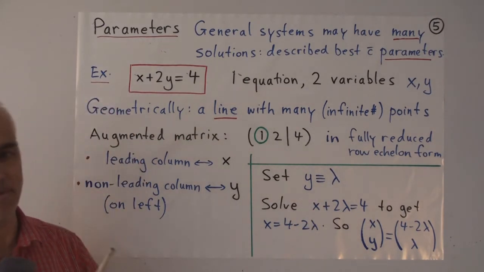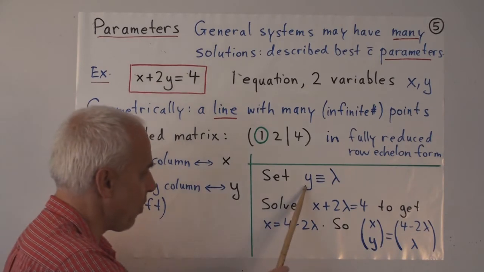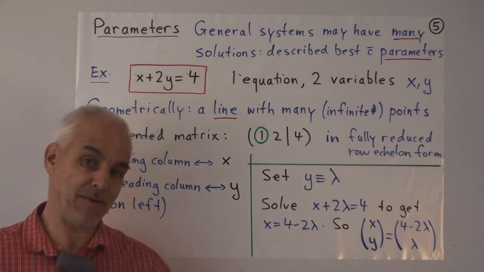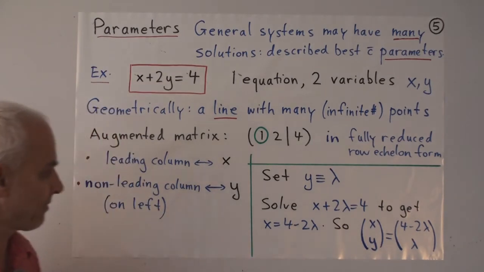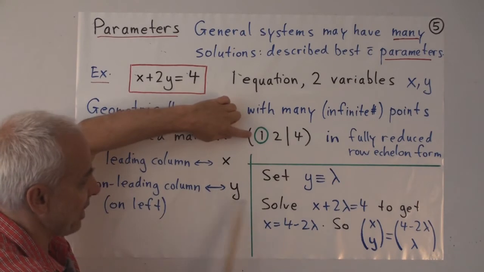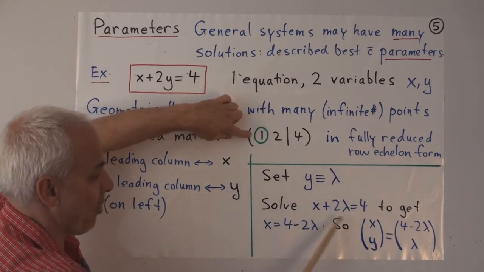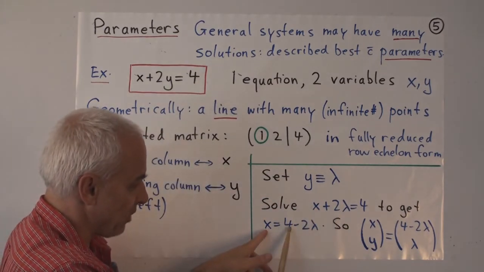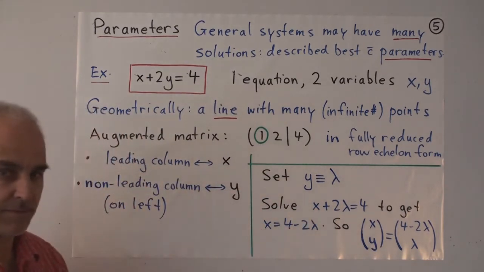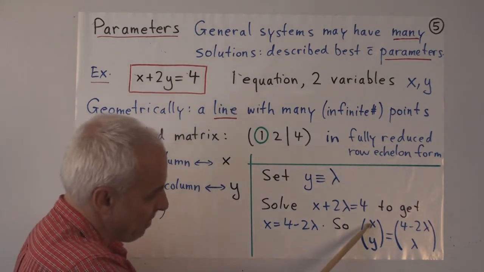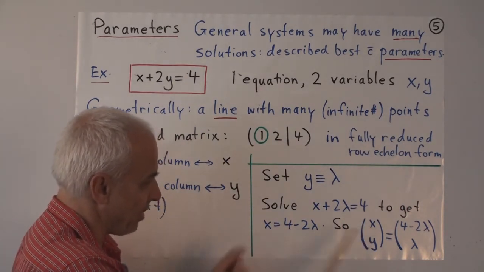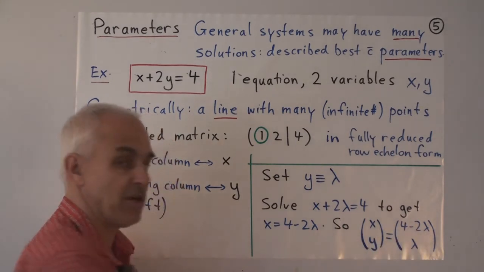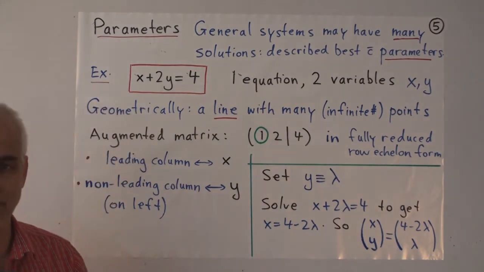And we'll say the parameter is lambda. So suppose that we set y equal to lambda. The idea is that that's free, that we can let y be any value that we want. Well, then the equation that's represented here is x plus 2 lambda equals 4, because we've replaced y with lambda. And we can solve that directly to get x equals 4 minus 2 lambda. So the possibilities for the pair x, y in terms of lambda are that x is 4 minus 2 lambda and y is lambda, and that's a description of all the points lying on that line.